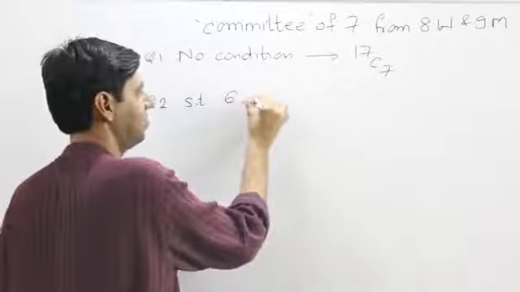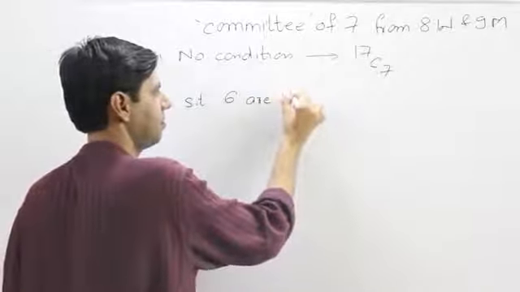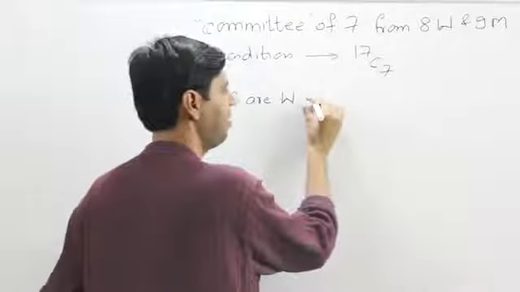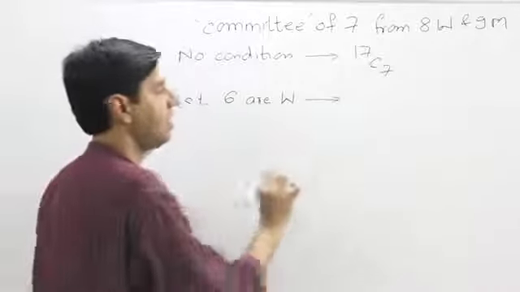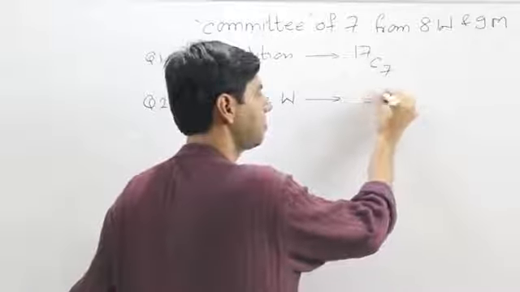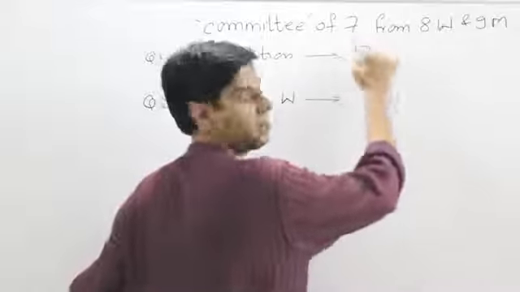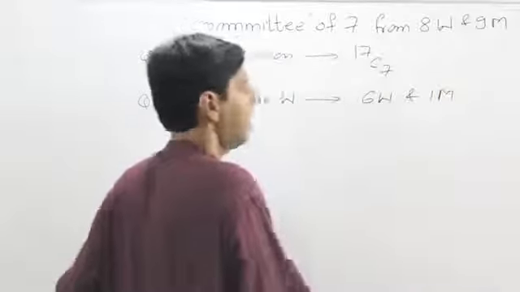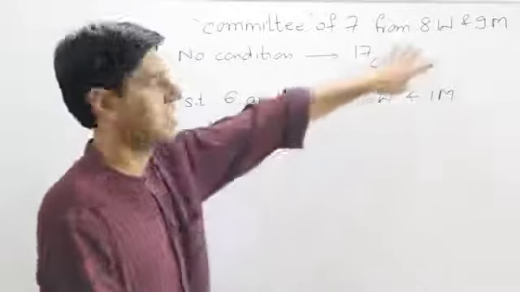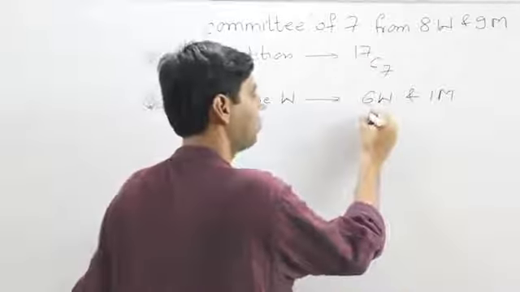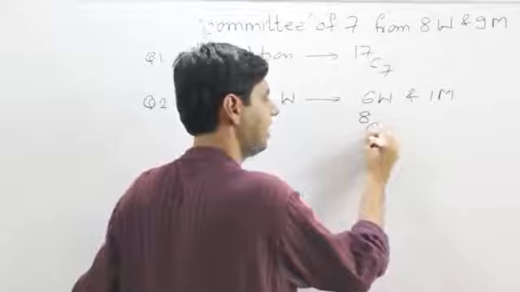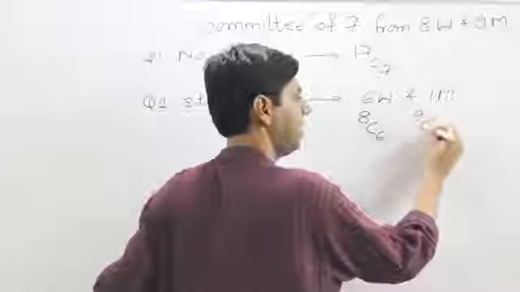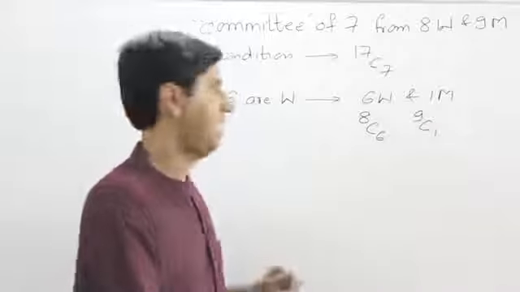Question number 2, let's say the committee such that 6 are women. So it is specified that 6 are women. So there need to be 6 women, but the committee is that of 7. So that means there should be 1 man in the committee. The 6 women have to be selected out of the 8 women, and they could be selected in 8C6 ways. The 1 man has to be selected from amongst the 9 men, that is 9C1, which is same as 9.